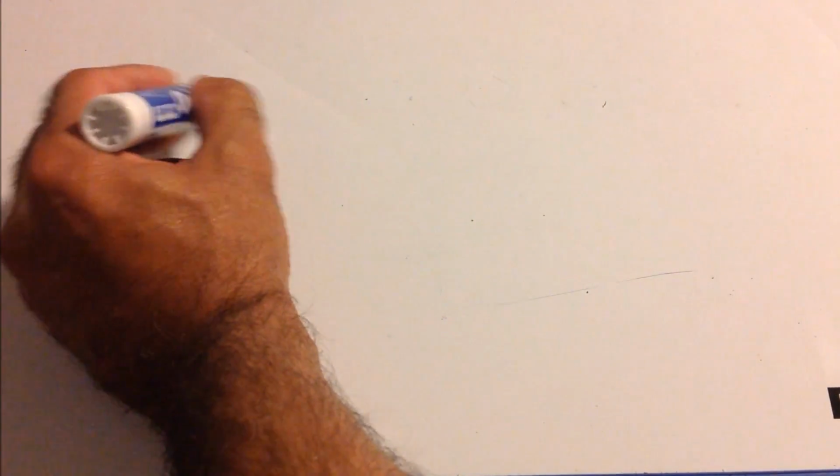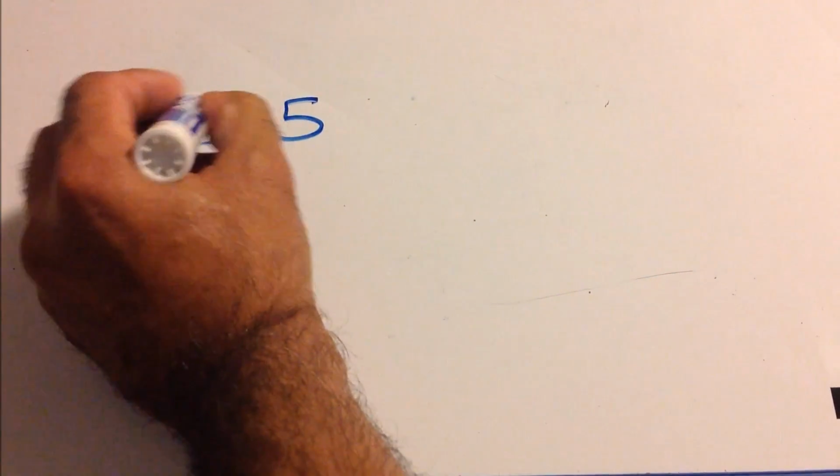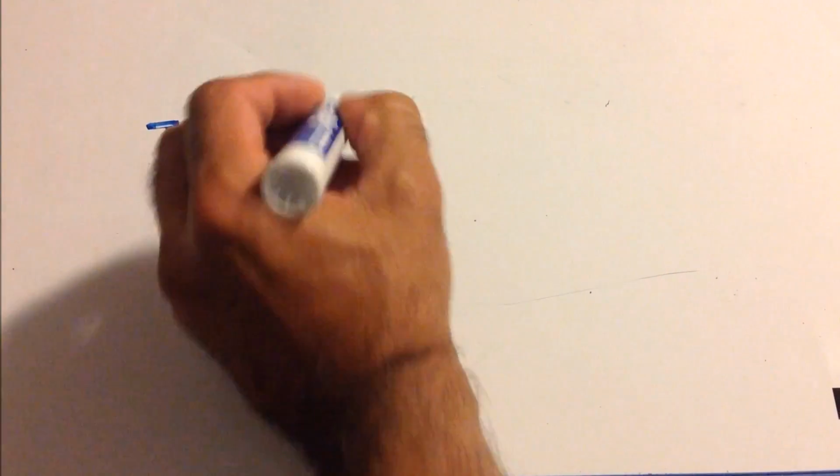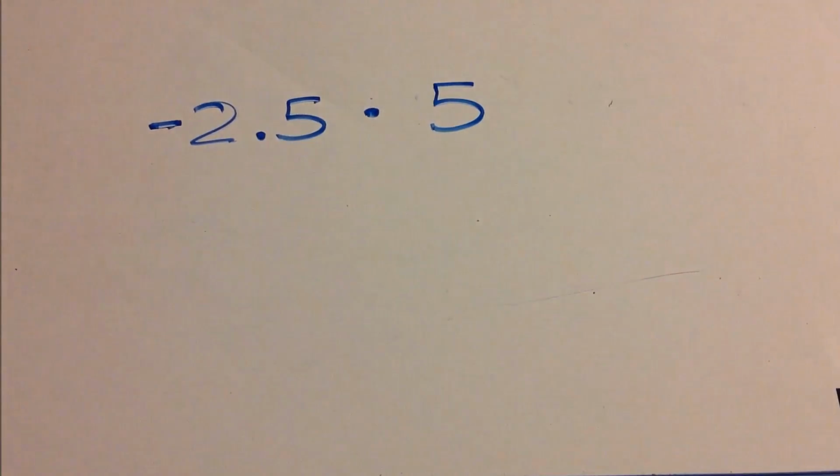Okay, let's do one more. Now, in rational numbers, we've been just doing fractions, but they could be decimals. Remember, decimals are rational numbers, right? So how do we do something like that?